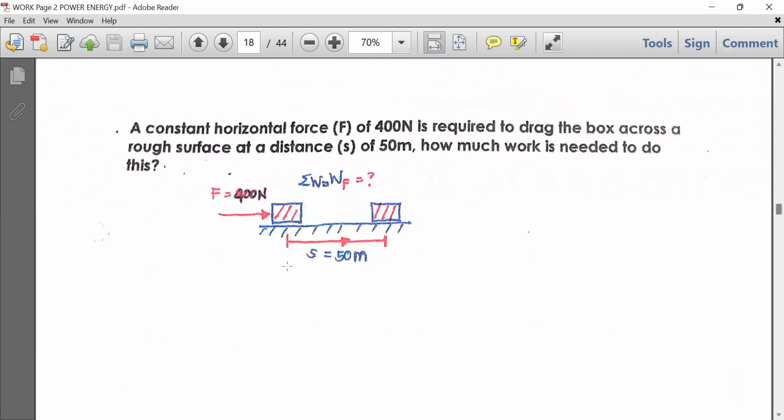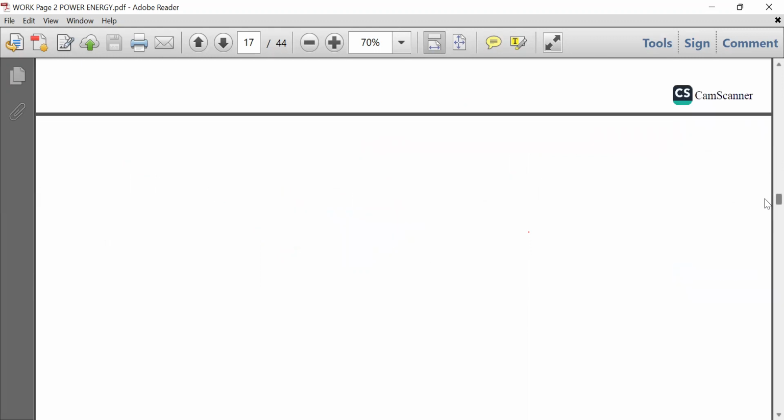A constant horizontal force of 400 newtons is required to drag the box across a rough surface at a distance of 50 meters. How much work is needed to do this? So case 1, same direction. So 400 times 50 is 20,000 joules of work. Okay, the answer is 20,000, 400 times 50. How about the next one?